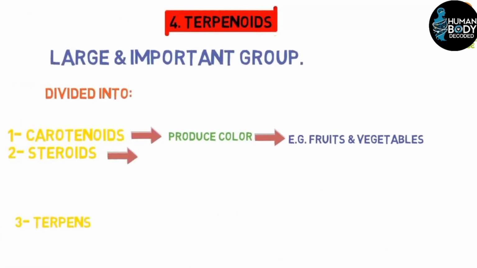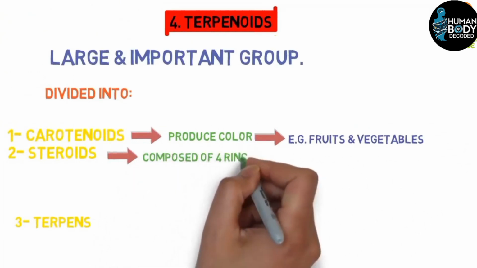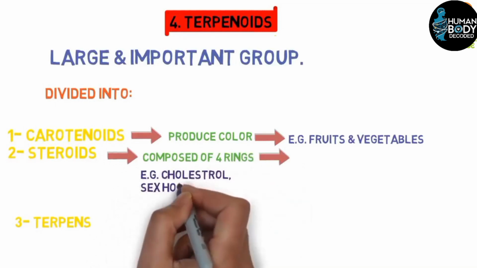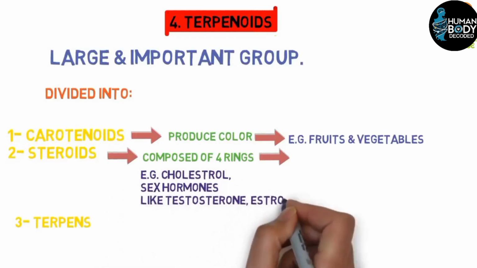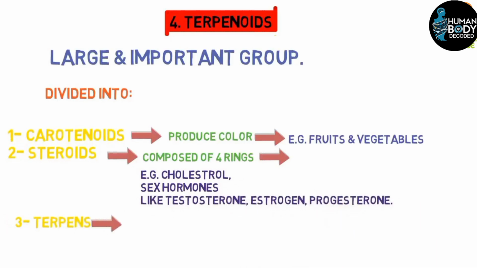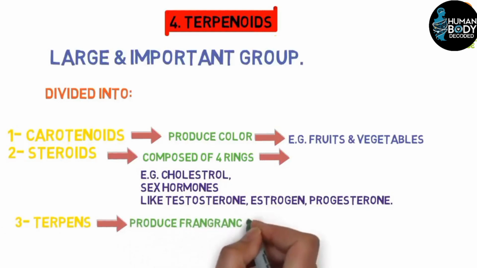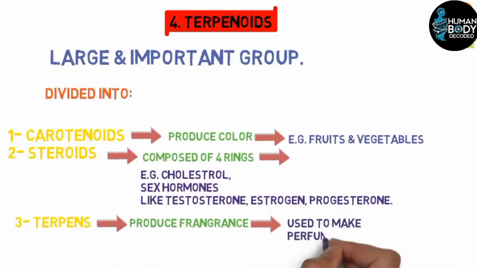What are steroids? Steroids consist of a four-ring carbon structure. Examples of steroids include cholesterol and sex hormones such as estrogen and progesterone. All of these are types of lipids. What are terpenes? Terpenes are responsible for the fragrances produced by flowers and plants. It is due to terpenes that we get the scents used in making various perfumes.